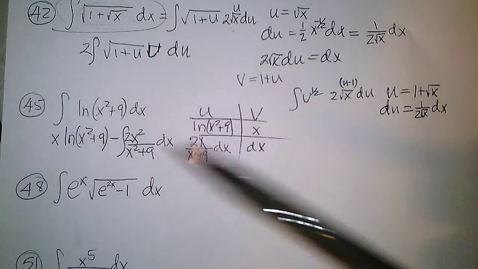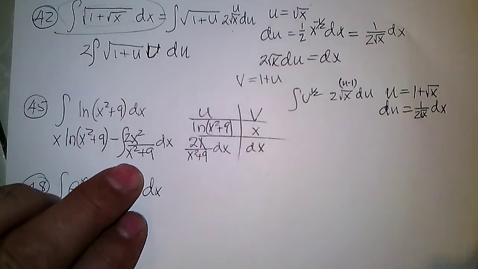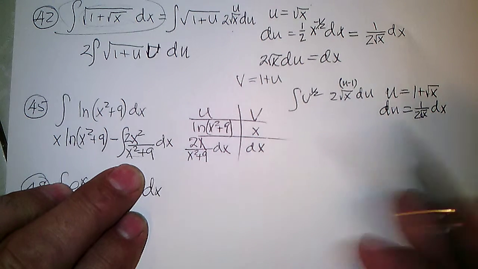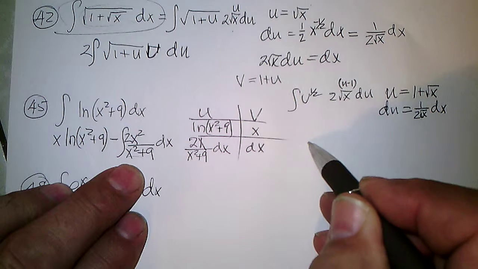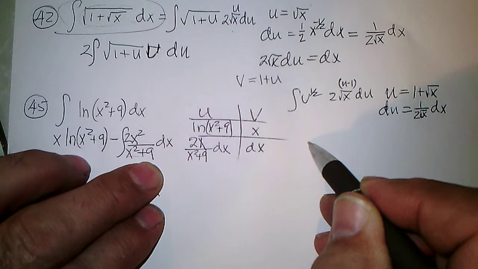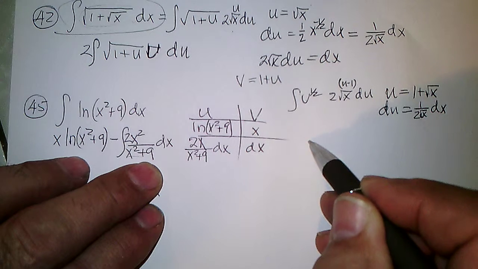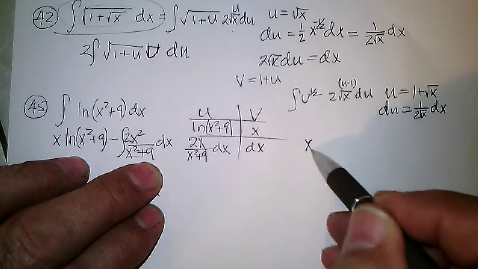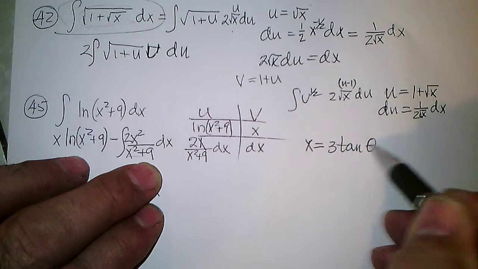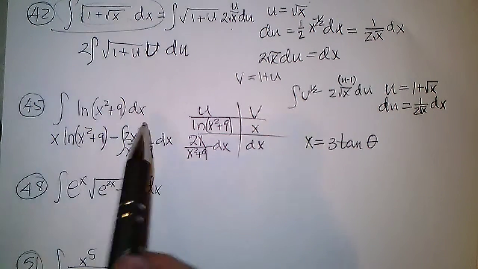I think at this point I would look at this and say this looks like a trig substitution. That's x squared plus a squared, where a is 3, so I'd use the tangent one. I'd go x equals 3 tangent theta and try to do trig substitution on that part.